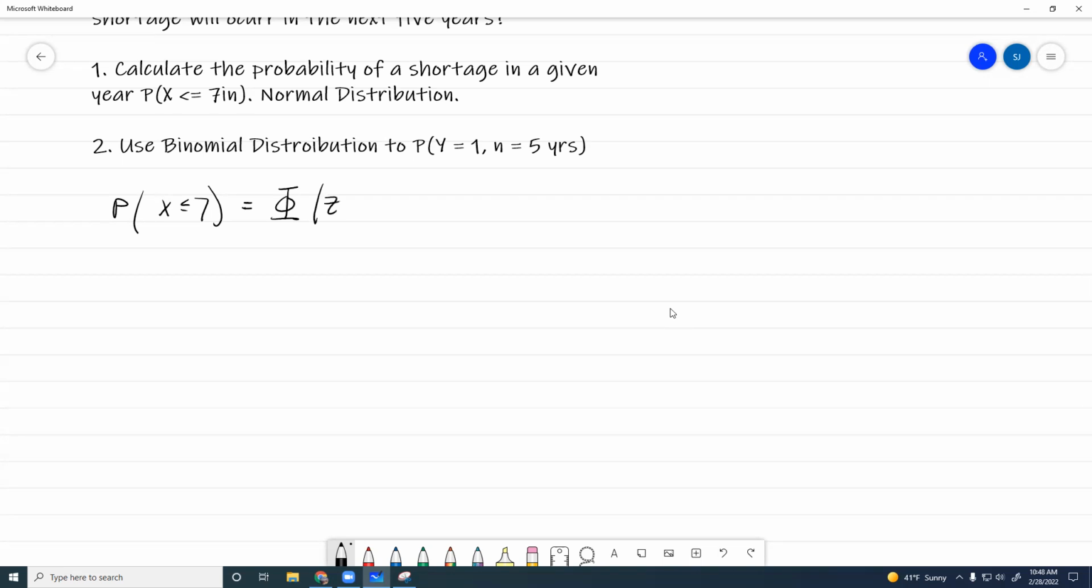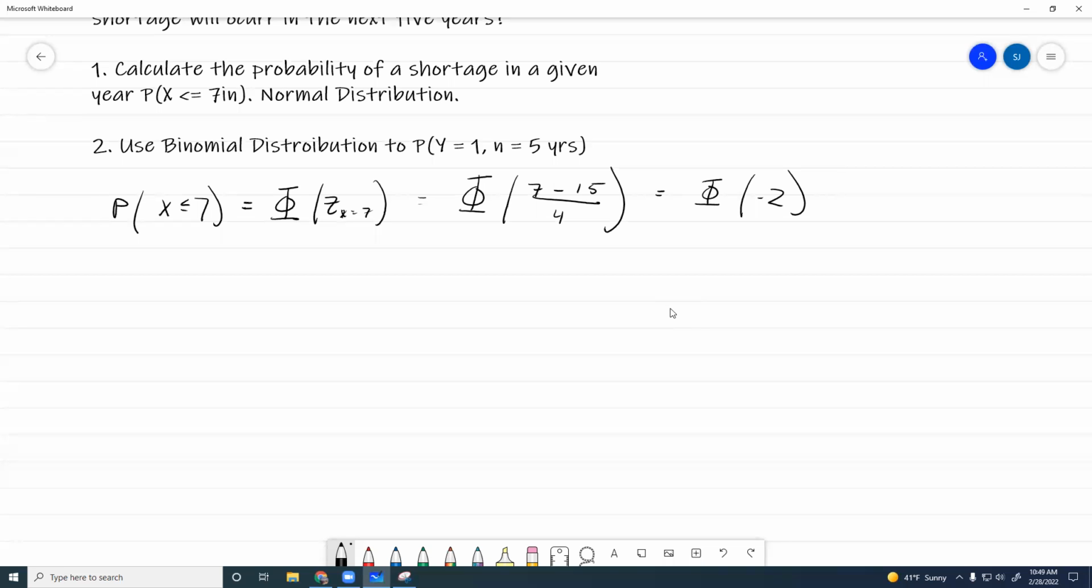So phi of z, where x is equal to 7. So we do phi, we say z is equal to 7 minus the mean, which was 15, all over the standard deviation, which was 4. So this gives us phi of -2.